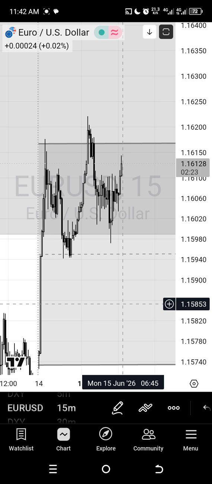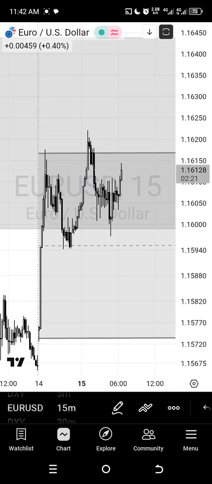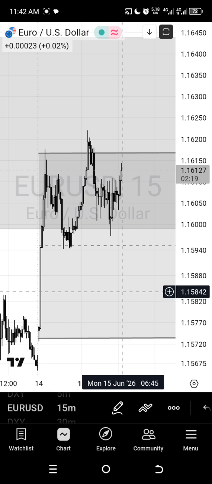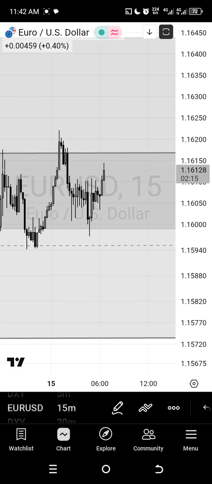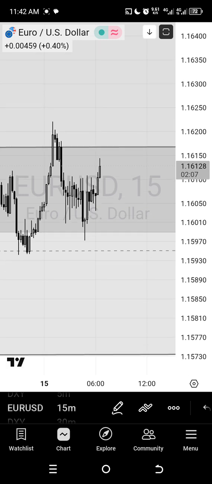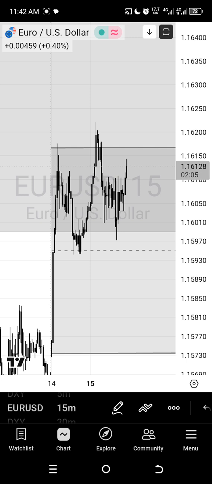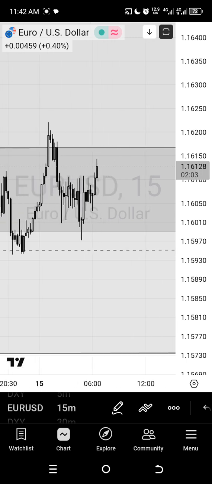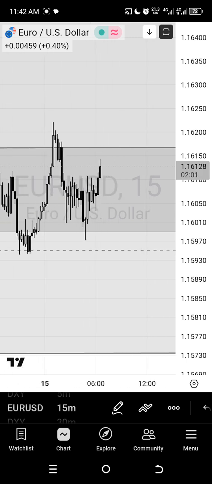Right now we are at 6:30. Our job is going to be to look for sells. So be patient, wait for the confirmation before you trade. Don't just trade without a confirmation. The confirmation is model number one.